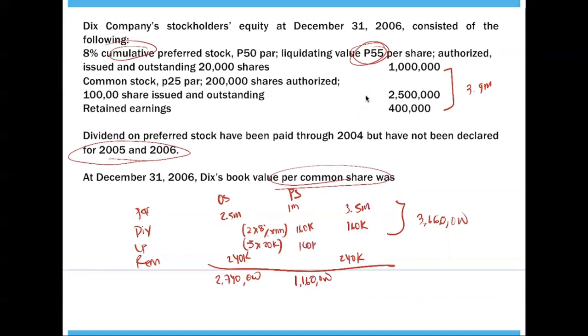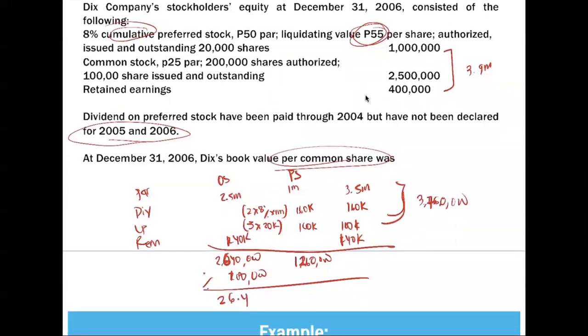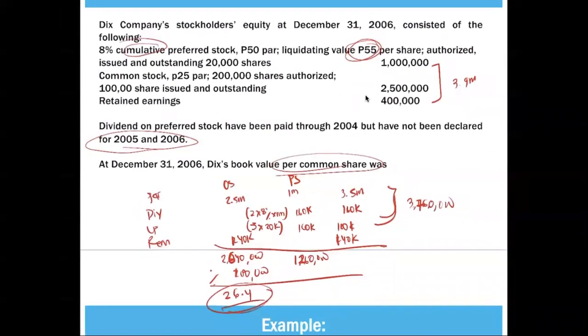100,000. So this is 3,760. This is 140. So 2,640, 1,260. 2,640 divided by the number of shares, 100,000 shares. 2.64 divided by 100,000 shares. We have 26.4. May liquidating value siya. Kaya kuha tayo dito ng liquidation premium, which is 5. So 55 less 50.